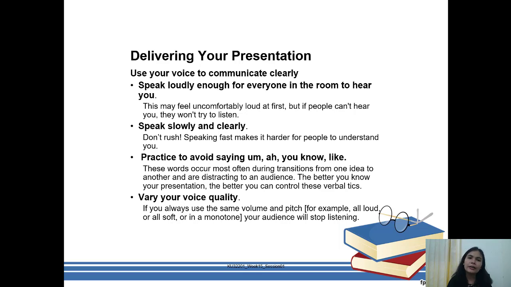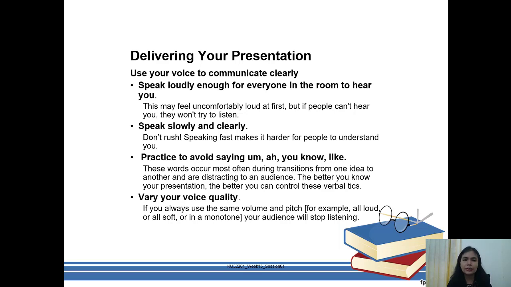And then in delivering your presentation, you also need to make sure that your voice is clear when you're communicating. It's not too low, but it's also not too loud. Just make sure that it's loud enough for everyone in the room to hear. And then speak slowly and clearly. There's nothing to rush unless you have a time limit for your presentation. But even if you have a time limit, I don't think that speaking fast will help you. Speaking fast will make it hard for people to understand. Therefore, slow down. Just make sure that your points are delivered.